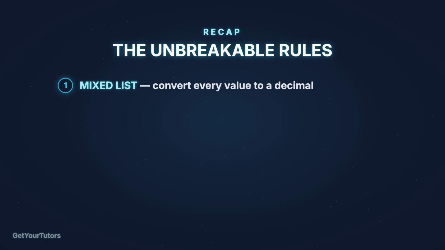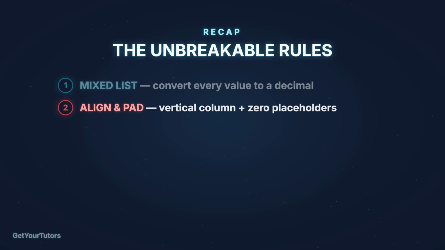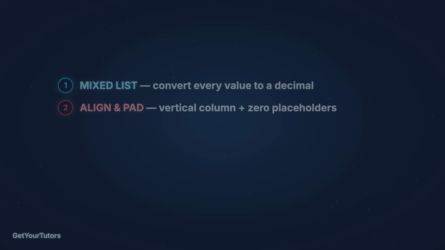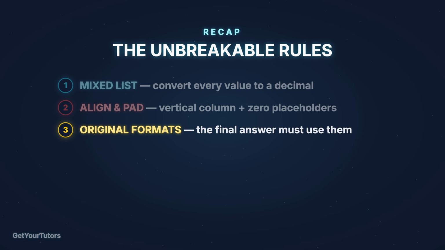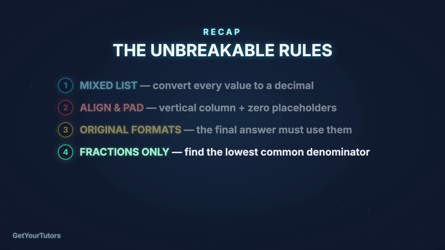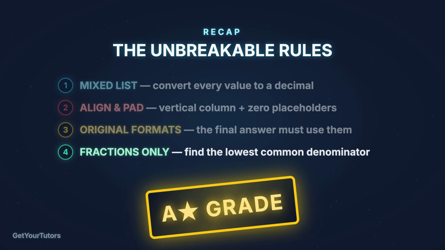Let us rapidly recap the unbreakable rules. When ordering a mixture of formats, convert every single value into decimals. Always align your decimal points in a vertical column. Add 0 placeholders to compare lengths without triggering the examiner trap. You must always write your final sorted answer using the exact original format given to you in the exam question. When comparing fractions without a calculator, you must secure the lowest common denominator to order the numerators.